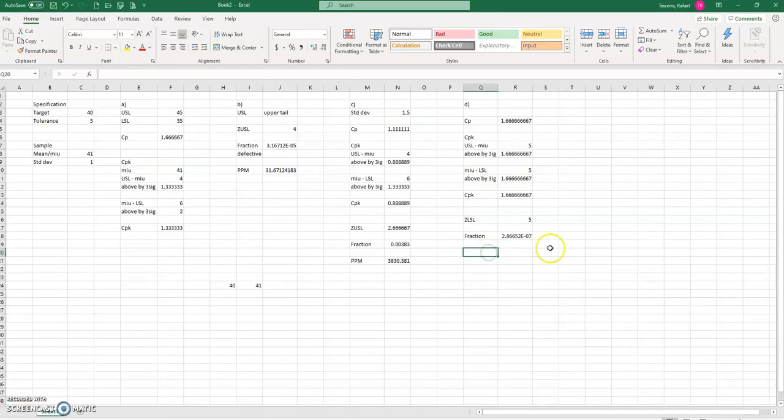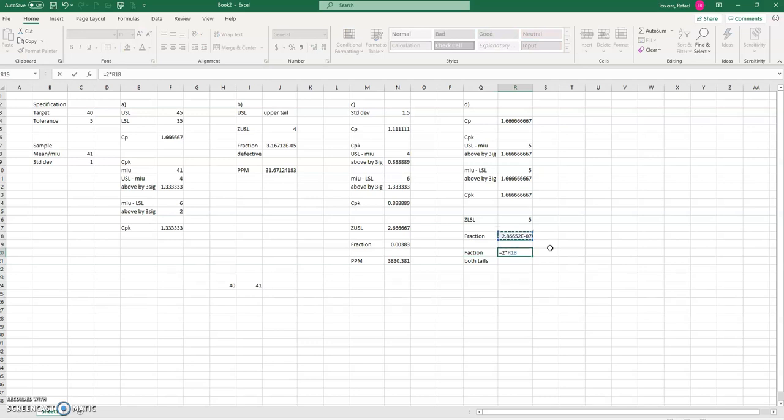So the fraction defective now is going to be, let's put, the fraction in both tails. It is going to be equal to 2 times this one, because this is only one tail. This is the fraction. You don't have to worry about this weird number. This is scientific notation, a format you could change, but we don't need to. Let's leave it like this because we're going to compute the parts per million. The parts per million is equal to this number multiplied by 1 million.